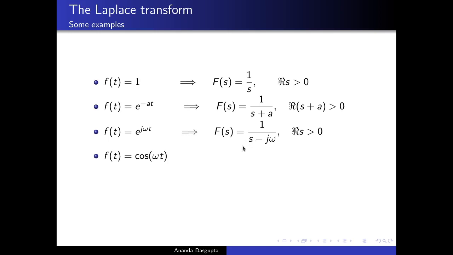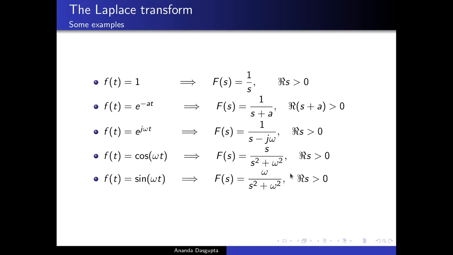What happens when you do that is that the real part can be found very easily by multiplying the numerator and denominator by s plus j omega. Doing that, it is trivial to find that cos omega t has s by s square plus omega square as its Laplace transform. Again, the real part of s has to be positive for this. What about sin omega t? Well, it's the other part, which is omega by s square plus omega square.